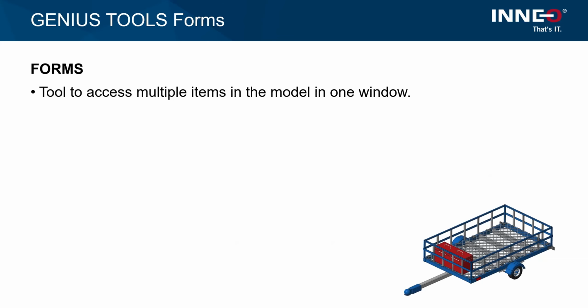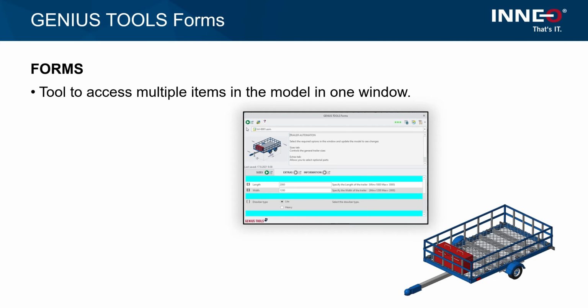So what is a form? It's a tool that allows you to access multiple items in a model in one window. So in a design, if you've got a parametric design, you might want to change something like this trailer. If you want to change the length, you'll have to go to the beam on the side, find that component, find the features, double click on the dimension, change it, regenerate, and then if you want to change the width, go to the right beam and follow the same process.